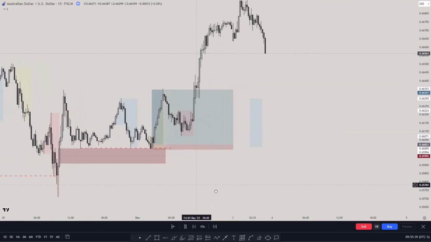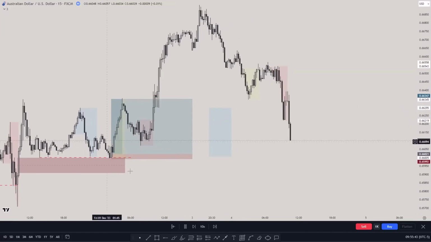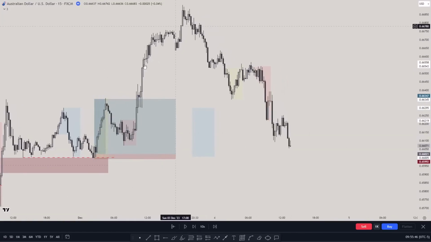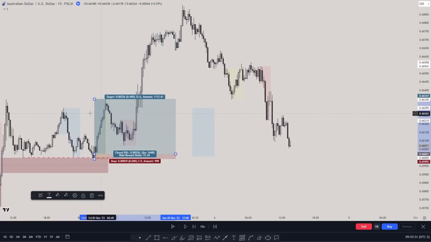So we basically had the New York continuation here. Coming lower, New York coming into a fair value gap on London, then going up. So that was a very huge trade. This one I take almost all my profits at the Asian high. That's one of the trades.